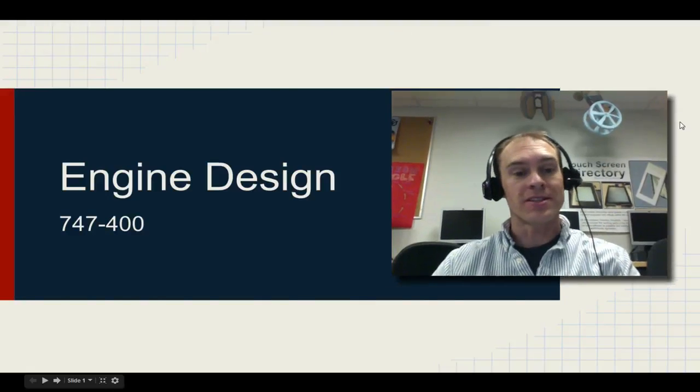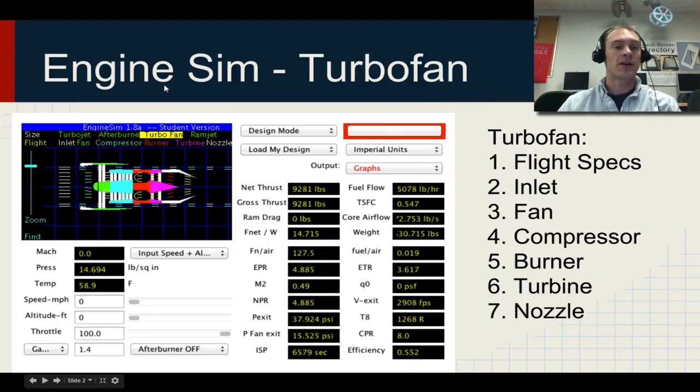I'm going to walk you through engine design for a 747. So you're going to have to design your engine using the engine sim, and hopefully now you figured out how to get into engine sim using the previous tutorial, if you hadn't been able to get in there, with Java settings. So it should look like this.